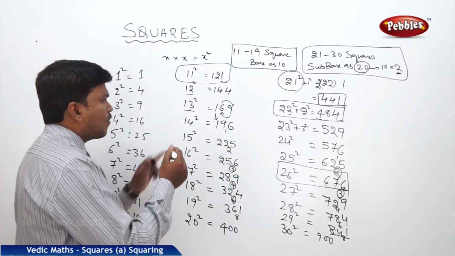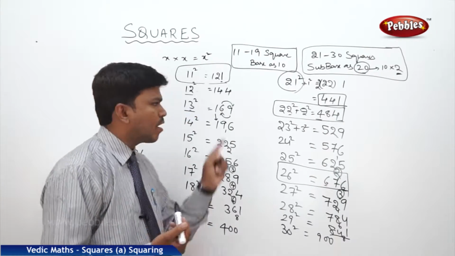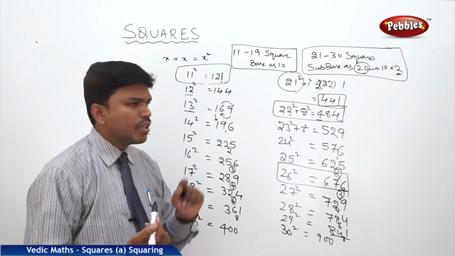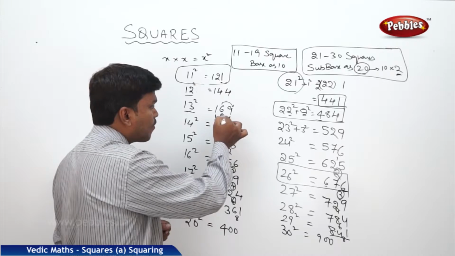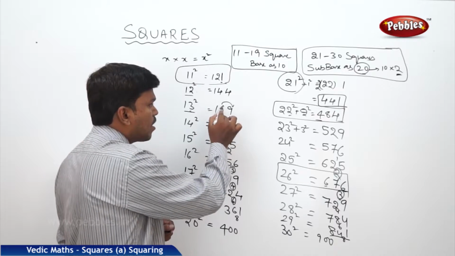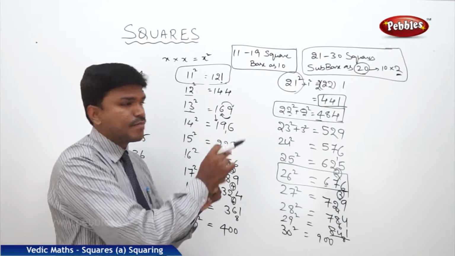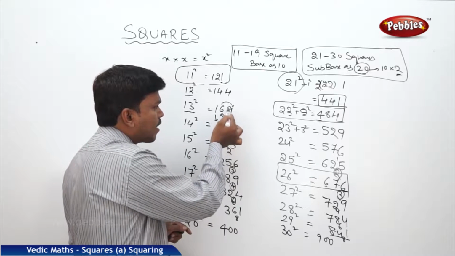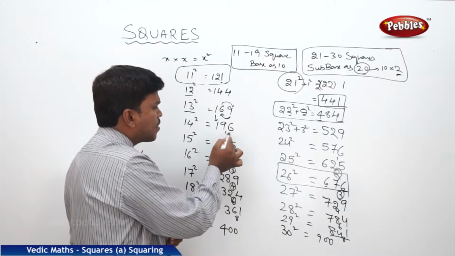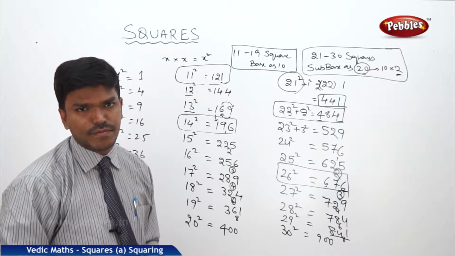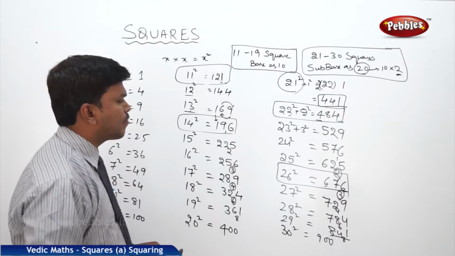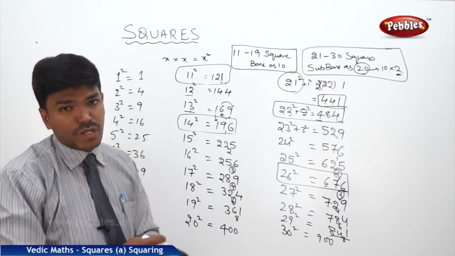Now suppose you know 13 square. 13 square is 169. You simply drop the hundreds place digit and interchange the digits of the tens place and ones place. So 9 in the 6th place and 6 in the 9th place. So you will get 14 square, that is 196. Okay, like this you can remember the 14 square.